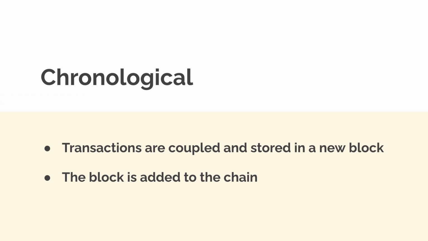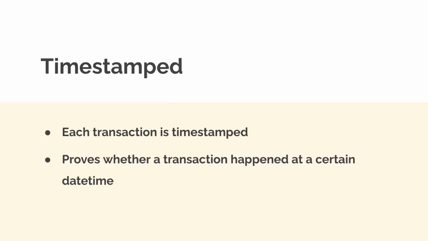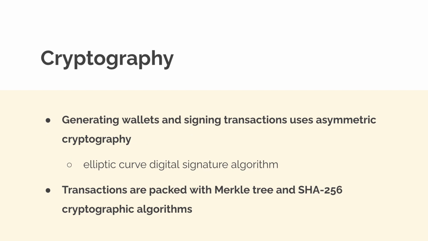As well, the Ethereum blockchain is chronological, so transactions are coupled and stored in a new block, and then the block is added to the chain via the link, and this is all in chronological order. And every transaction is timestamped, so you can prove whether or not a transaction actually happened at a certain date or time, and you can verify if the transaction happened and when.